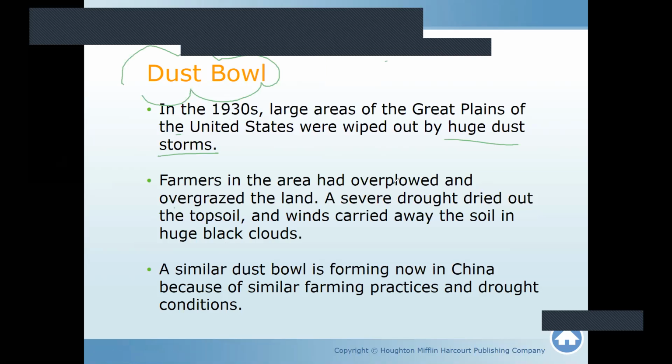Farmers in the area had overplowed and overgrazed the land. A severe drought dried out the topsoil. No rain, and everything was carried away and wiped out. So we called it the dust bowl. If ever in your life you hear about the dust bowl, you must remember it was in olden days, when there was a lot of dust storms and everything was wiped away. This is called a dust bowl.